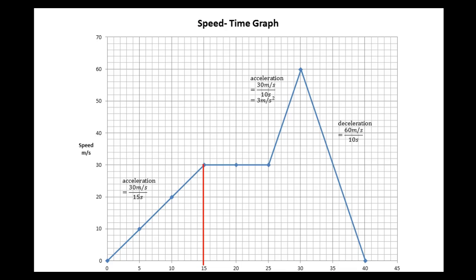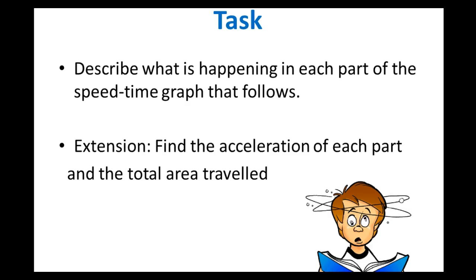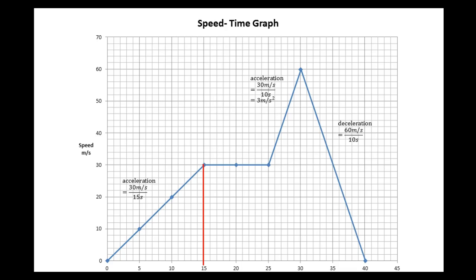Let's go back to the speed time graph that we were looking at the beginning. If you remember, the task was to just describe what's happening in each part of the speed time graph, and then to find the acceleration and the total distance travelled as an extension activity. Telling the story of the speed time graph, as you can see, if you have calculated the acceleration, I've put the answers in, but the story is that the speed is increasing from 0 to 30 meters per second in 15 seconds. So there we have our straight line, which tells us we have a constant acceleration.